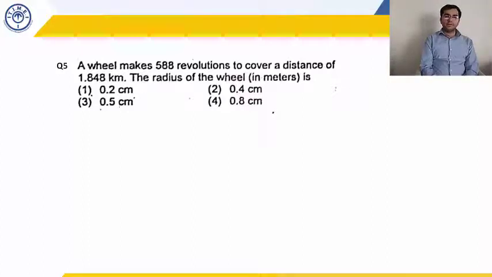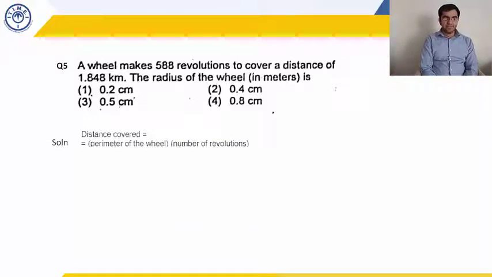Okay, you will note that the question is asking for radius in meters, but the answers are all in centimeters. So actually you need to find the radius in centimeters. Now, a wheel is a circle and the distance covered by the circle in one revolution would be its circumference, and its circumference is 2 pi r. So the distance covered would be 2 pi r in one revolution, and the total distance would be 2 pi r into 588.